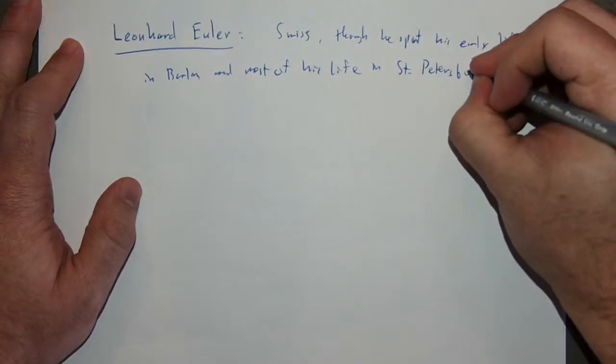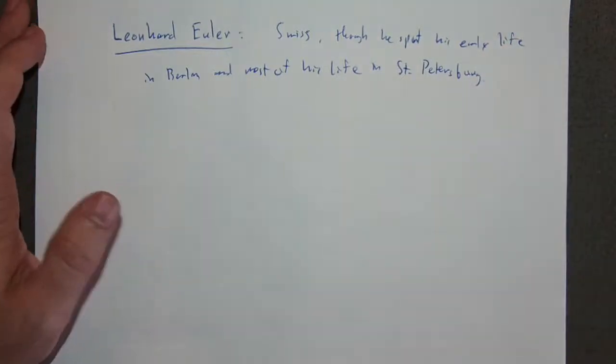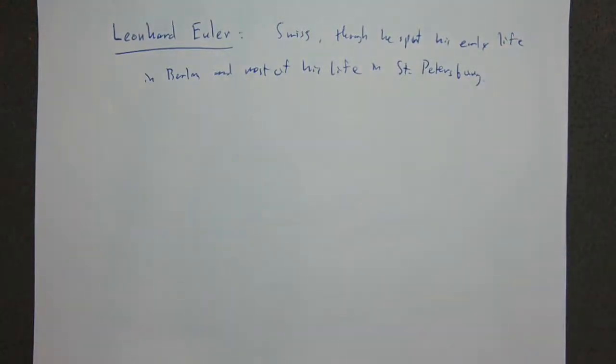So he spent most of his life in St. Petersburg. He eventually went blind later in life, though this apparently did not really slow his math output at all, and he continued publishing, being more or less completely blind until he died.